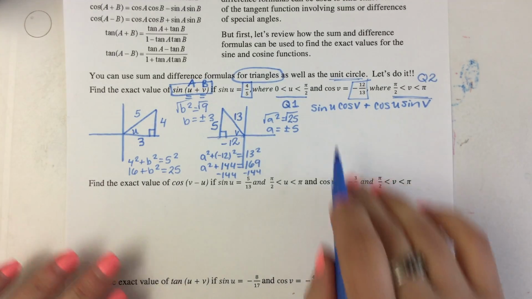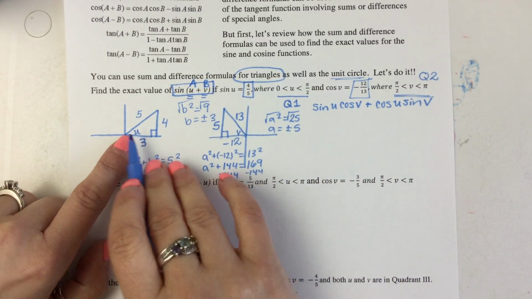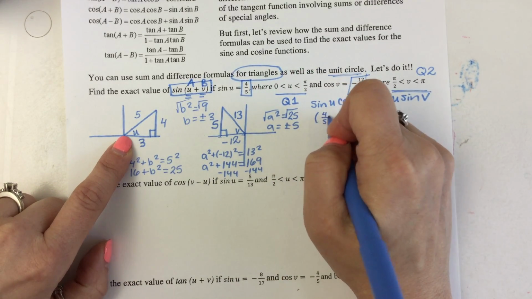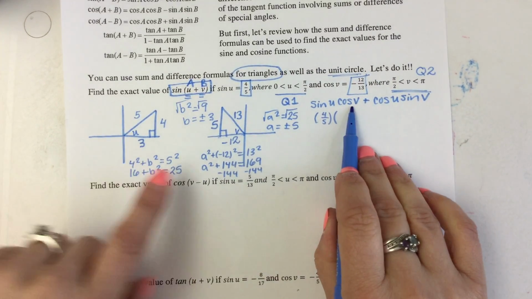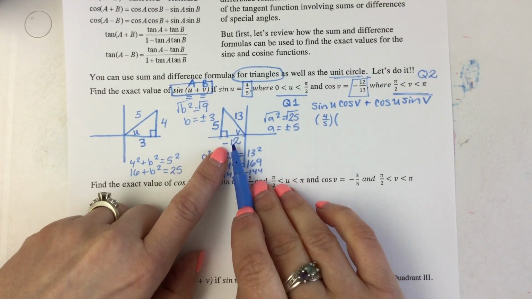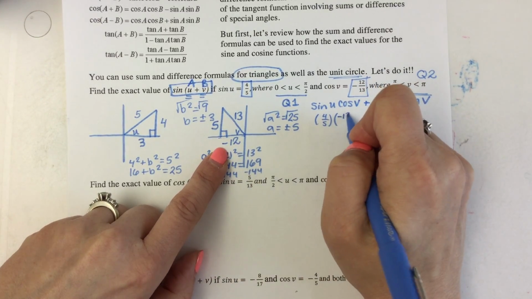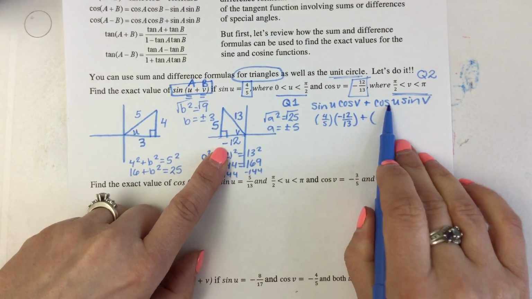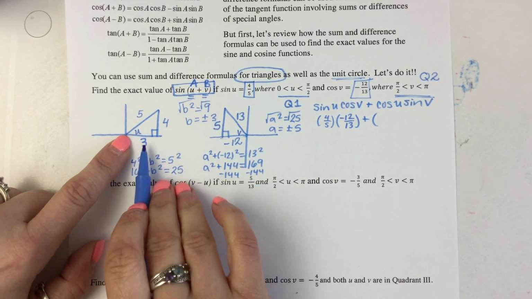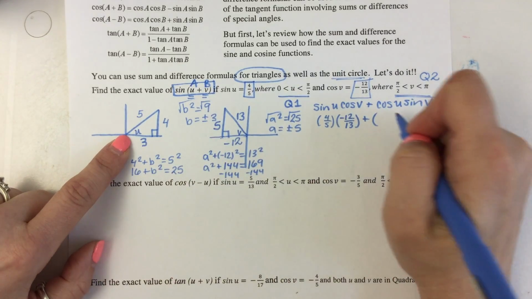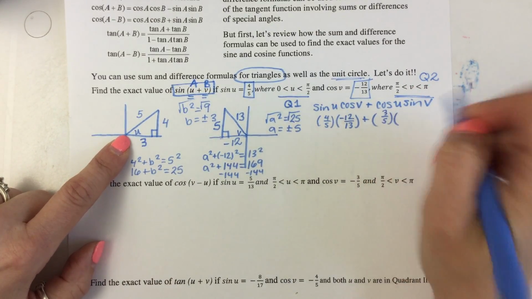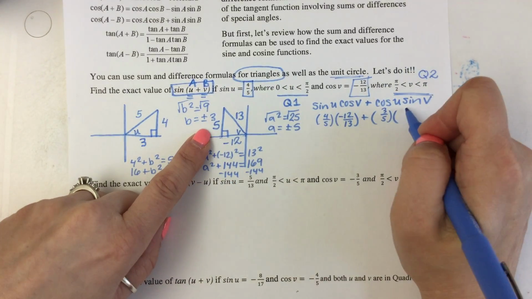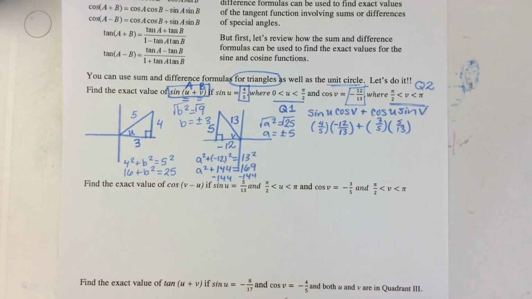Now I can go to the triangles. If I look at u, the sine is the opposite over the hypotenuse, so this is 4/5. The cosine of v, so I go to v. Cosine, adjacent over hypotenuse, so negative 12 over 13. Plus the cosine of u, so I go to u. Adjacent over hypotenuse, that's 3/5. The sine of v, the sine is the opposite over the hypotenuse, so that's 5 over 13.